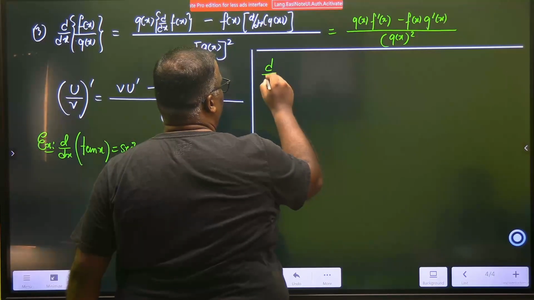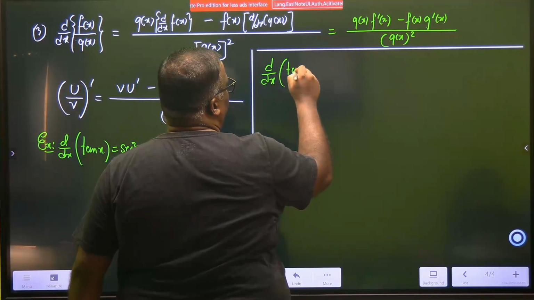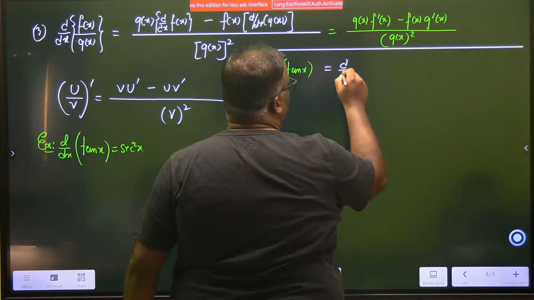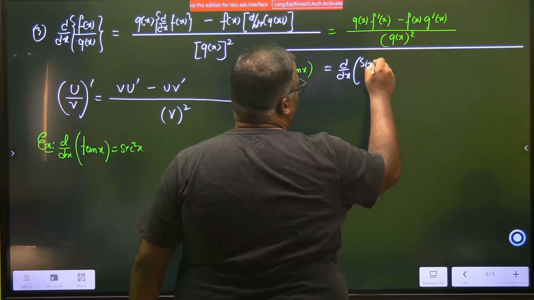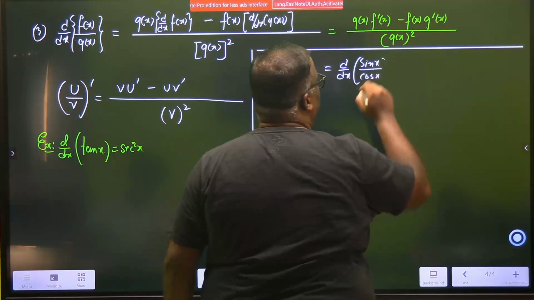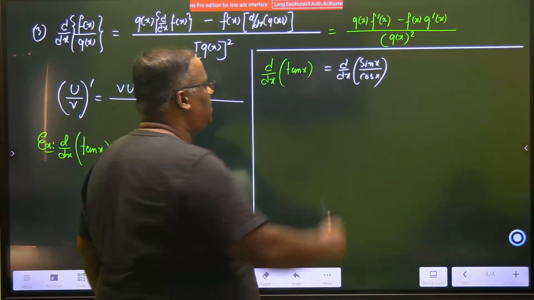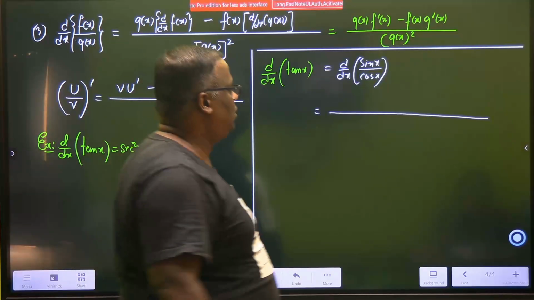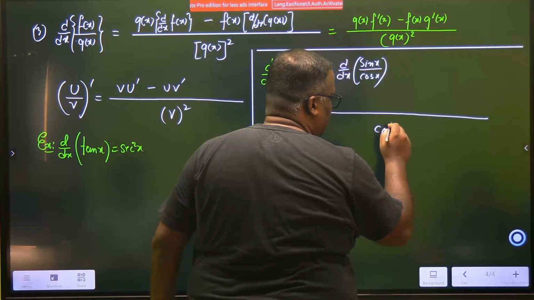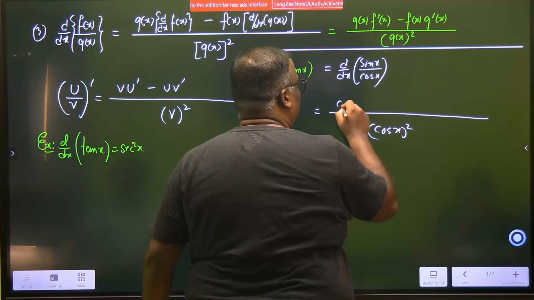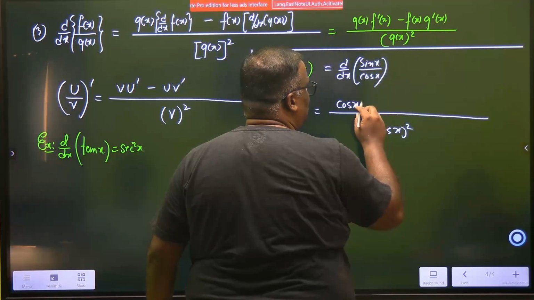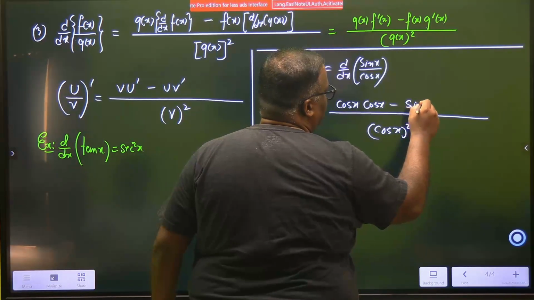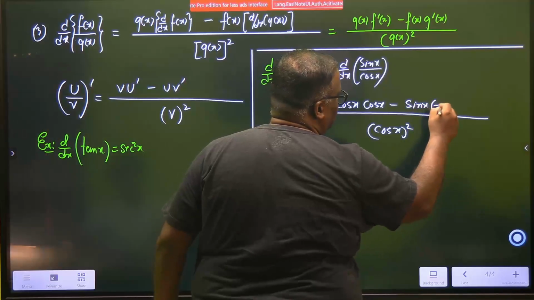I am trying to do d/dx of tan x, right? d/dx of tan x can be written as d/dx of sin x by cos x, that is f(x) by g(x). Let us try to do it in one step and see whether we are good or not. Look at me. First we will do cos x whole square. Cos x multiplied by d/dx of sin x, which is cos x, minus sin x multiplied by d/dx of cos x, which is another minus sin x.